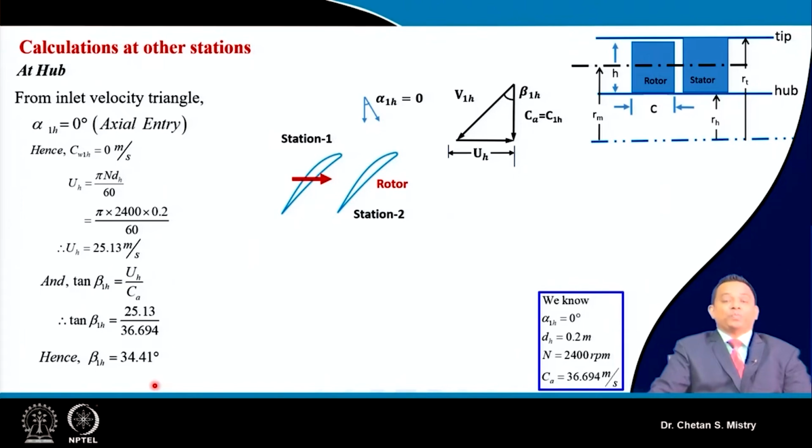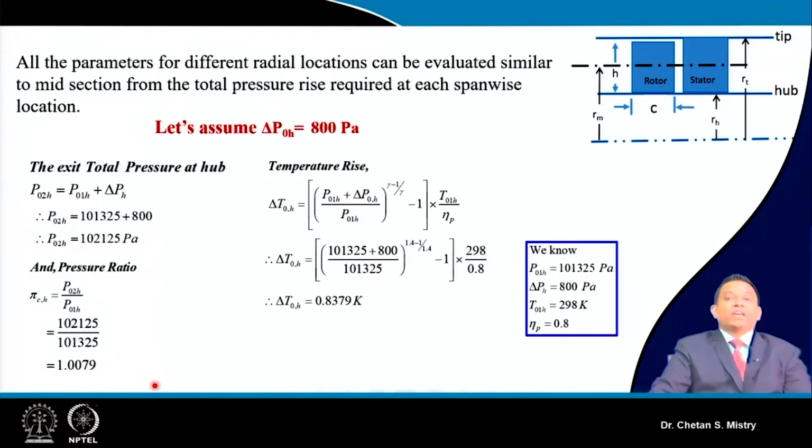Now, what is my next required parameter? That is my beta 2. When looking for the calculation of beta 2, we need to compare our aerodynamic work and thermodynamic work, the way we have done the calculation for the mid station. For that, we have assumed our delta P0 at the hub to be 800 Pascal. With this, you can calculate my P0 at the hub, that is P01 plus delta P0H, which comes to 102.125 kilopascal.